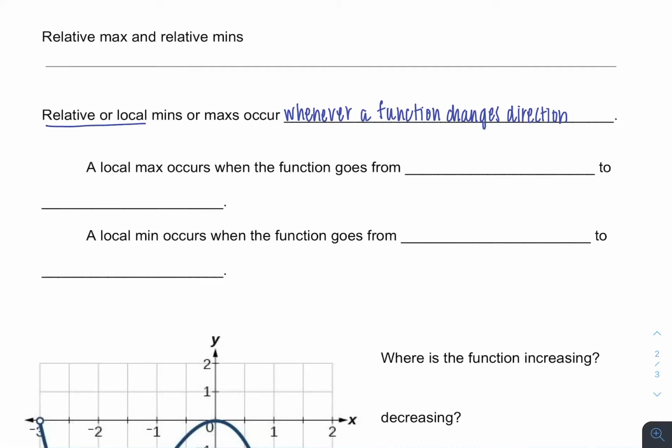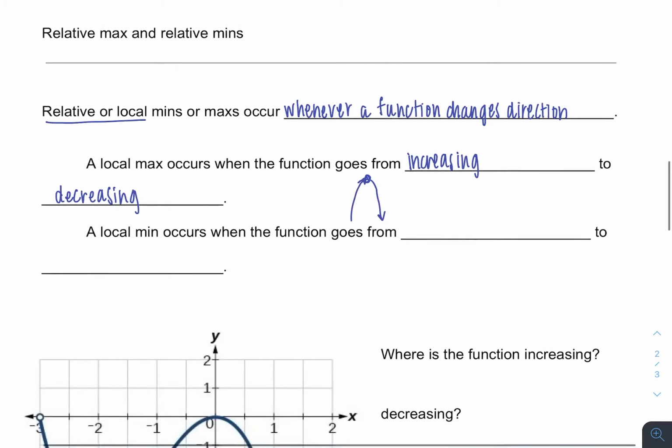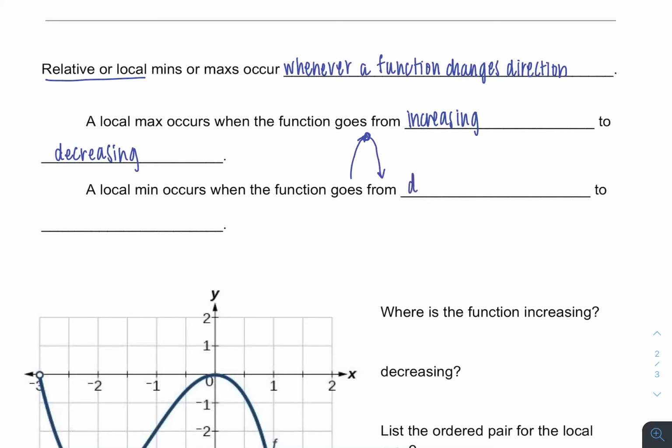So a local max is going to be when it goes from increasing to decreasing. This makes sense because if we go from increasing and then it goes to decreasing, we have a high point. All right, then a local min is the opposite. It goes from decreasing to increasing. Again, I'm just going to show you a visual of that. We're decreasing and then we're increasing, so we have a low point there.